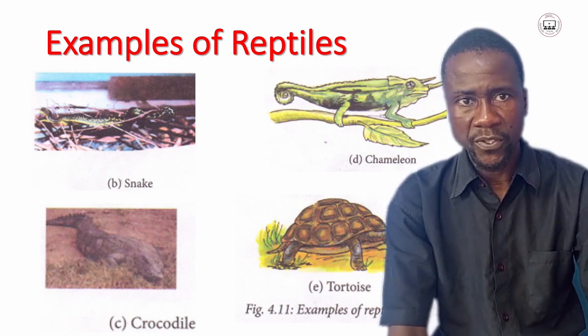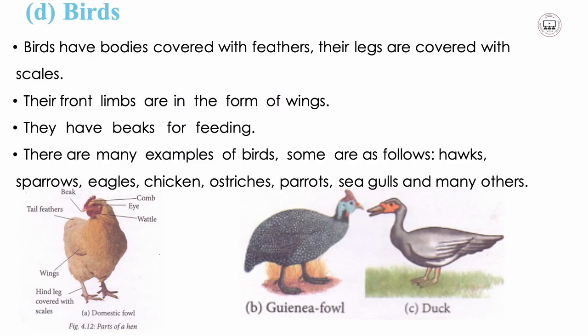Now we may have birds. Another group of these vertebrates is birds. Birds have bodies covered with feathers, and their legs are covered with scales. Their front limbs are in the form of wings. Most of them, or I should say all of them, have wings. And they have beaks, which they use for feeding.